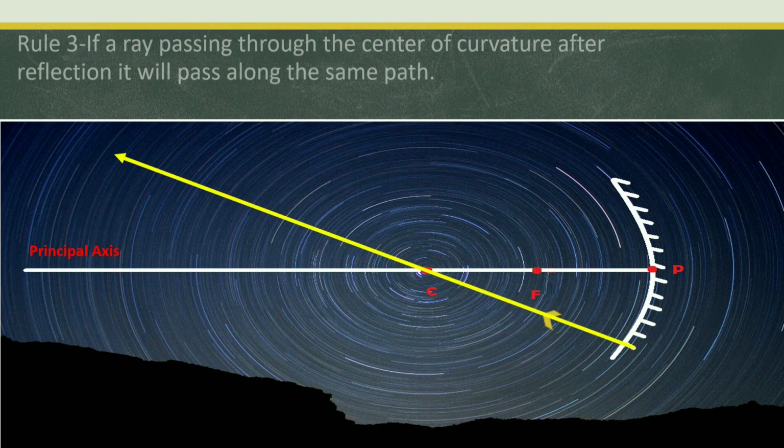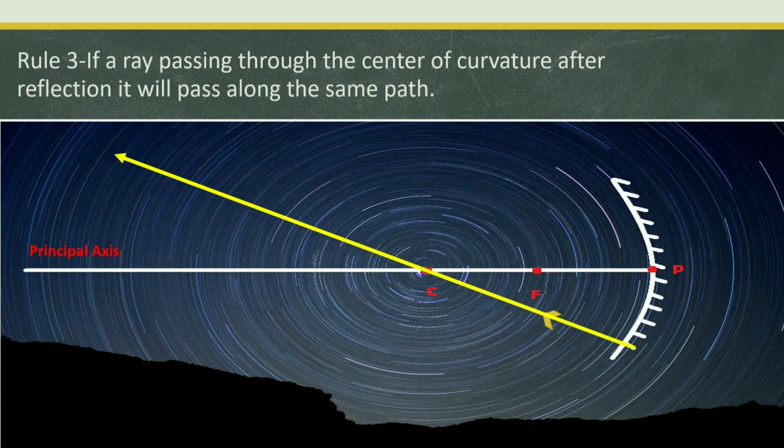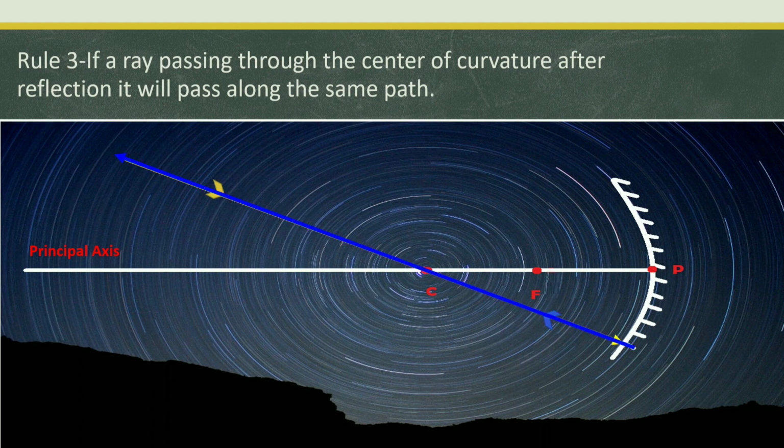Rule number 3. If a ray is passing through the center of curvature, after reflection it will pass along the same path. This is because the ray is perpendicular to the mirror. As per the law of reflection, angle of incidence is equal to angle of reflection. So, it will be reflected on the same path at an angle of 90 degrees.